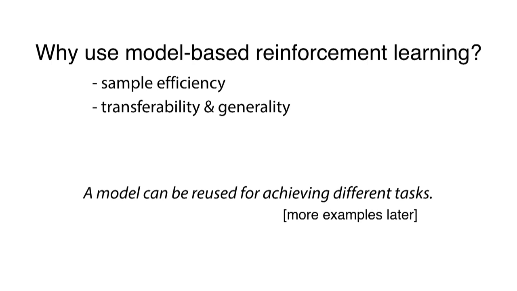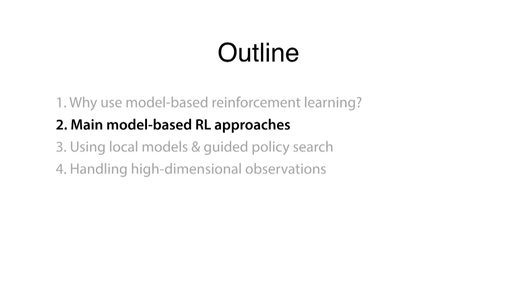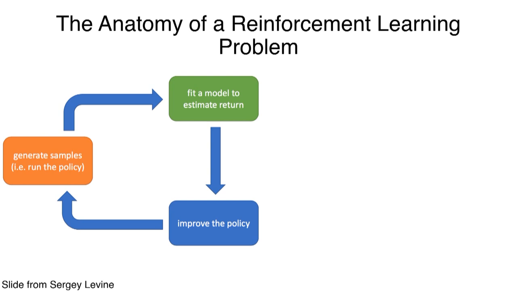So next we'll overview model-based reinforcement learning methods. So generally, reinforcement learning algorithms look something like this, where you start with generating samples, shown in orange, fit a model to estimate your return, shown in green, use that model to improve the policy. And then once you've improved your policy, generate samples again and repeat.